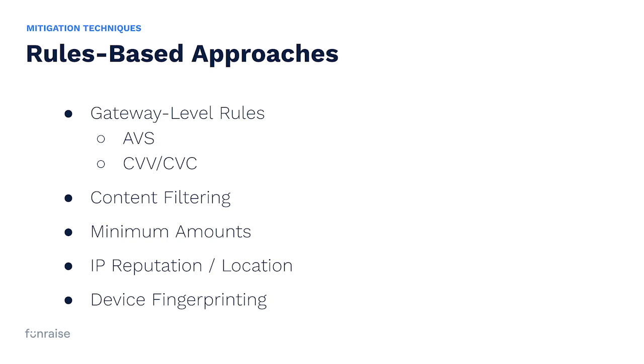The gateway level rules, right? Usually if you're processing online, you have a gateway and you have access to these rules. There are the AVS checks that you can do, which is verification of the address for a particular credit card. And there are the CVV and the CVC rules too, right? And these are just the standard gateway rules that make sure that the 3-digit number that goes along with the card is there.